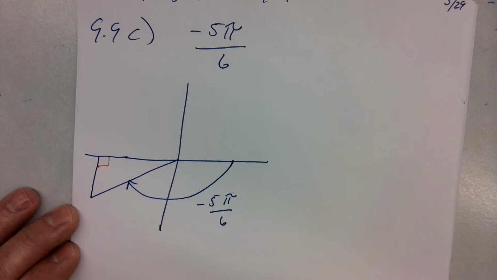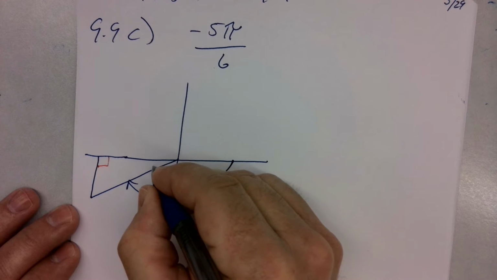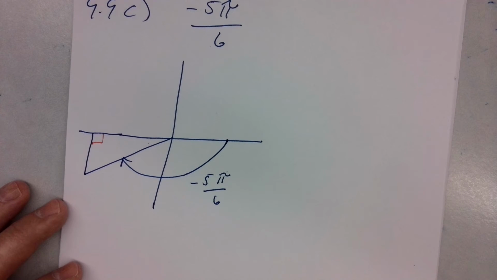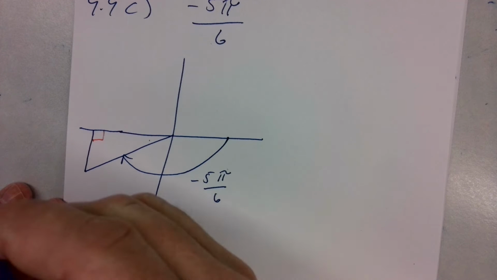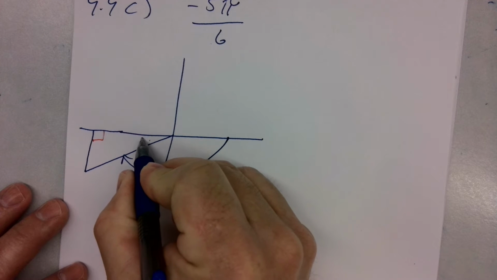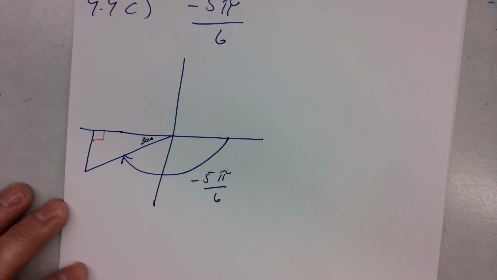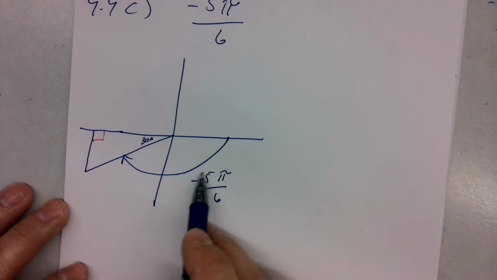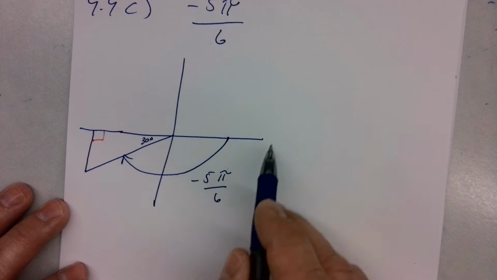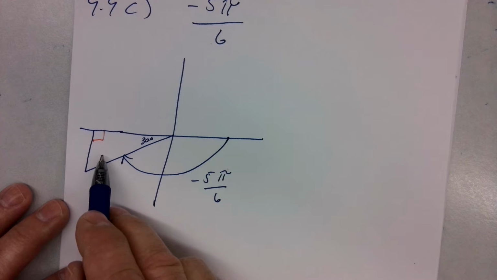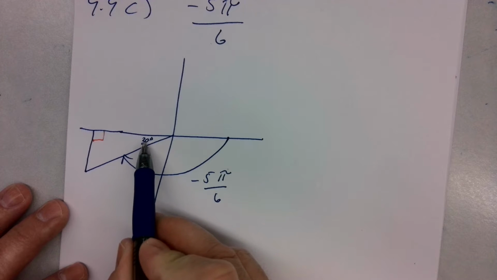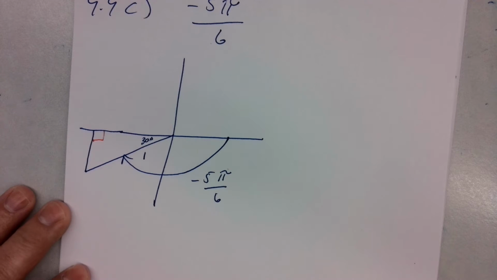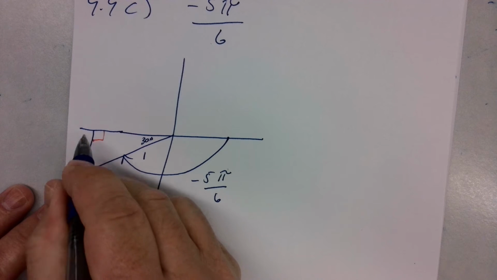Now, if that is negative 5 pi 6, then what is this? Isn't that a 30-degree angle? If I divide 180 into 6, wouldn't that be 30? Then that'd be 150, which would give me my 180, right? So if that's a 30, what is this side over here? I know my hypotenuse is 1. What is this side, though?